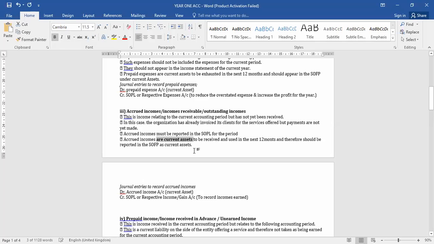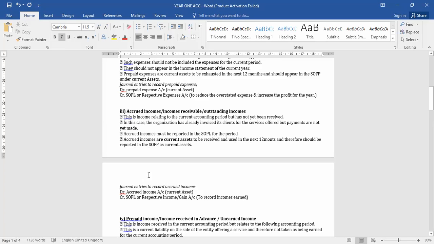These things, they are assets. Remember, in expenses, an example I gave of accrued electricity. It's a liability because at any time in the next financial year, I had to pay. But accrued income is an asset, to be received and used in the next 12 months, and therefore should be reported in the statement of financial position as current assets.